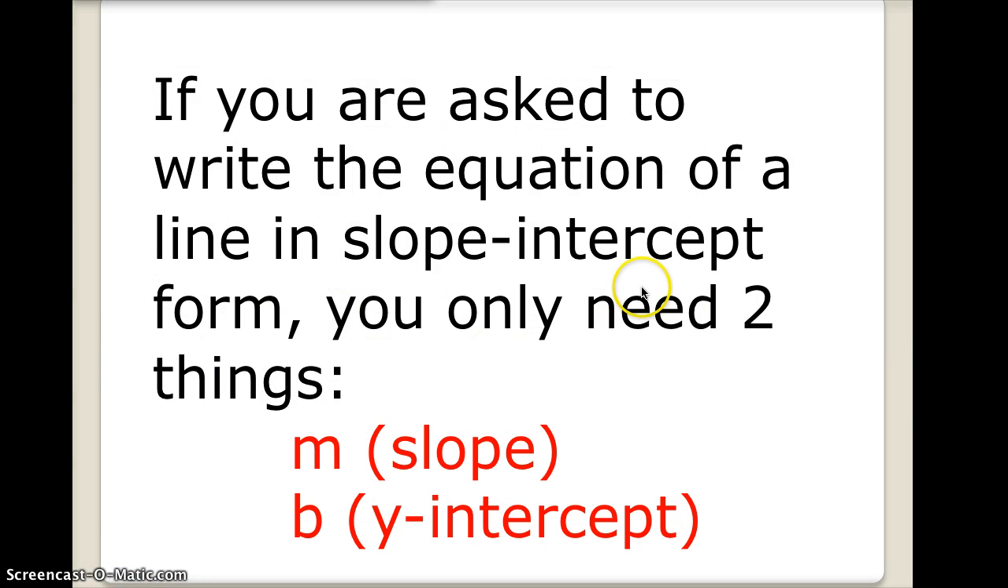If they ask you to write the equation of a line in slope-intercept form, there's really only two things you need. You need the slope and you need the y-intercept. That's it. Once you have those two pieces of information, you have enough information to write the equation of a line in slope-intercept form.